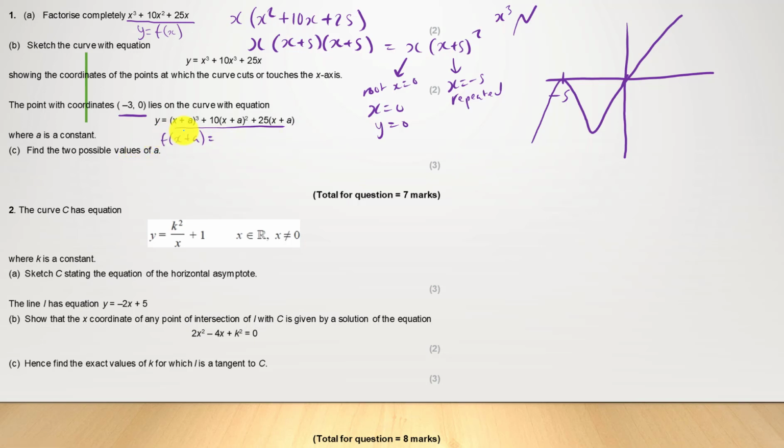So, what does this mean? Plus a in relation to graph transformations is going to affect the x, and that's going to move everything to the left by whatever a is, right? It says minus 3, 0. Well, let's say minus 3, 0 is here. Everything's moved to the left.